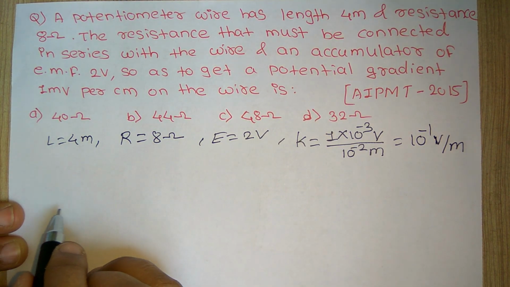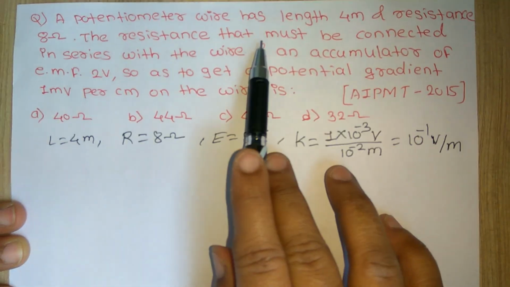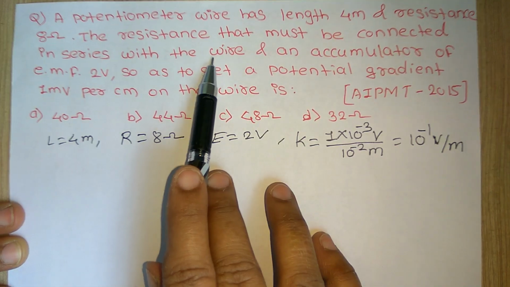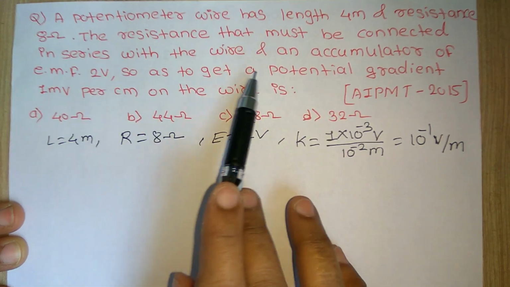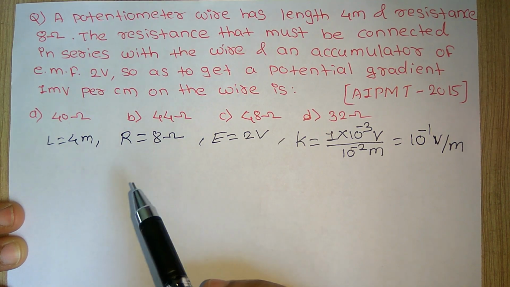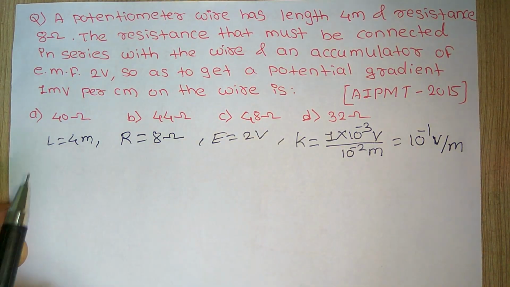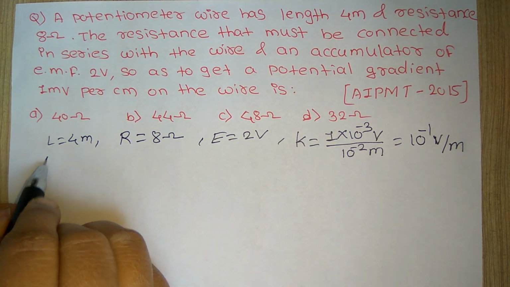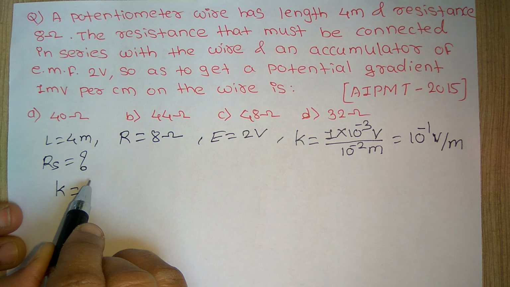What do we have to find? We have to find the resistance that must be connected in series with the wire and an accumulator of EMF 2 volt so as to get this potential gradient. What resistance must be connected in series with the wire as well as the EMF? That series resistance RS we have to find. Now here the potential gradient K is given.